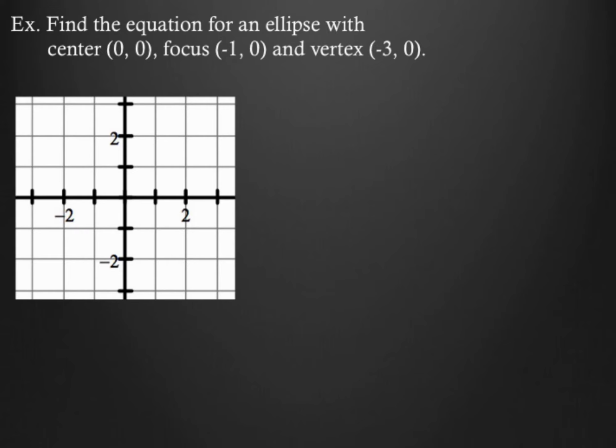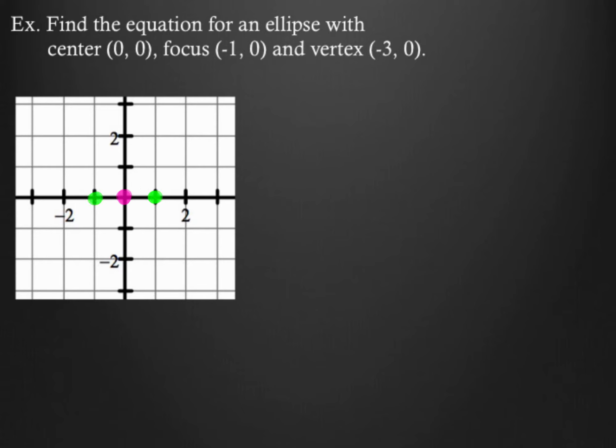Alright, so here we go with this example where it says find the equation of an ellipse with center (0, 0), focus (-1, 0), and vertex (-3, 0). So what I do first is I start plotting stuff. So my center is right here, so that's cool. Now my focus is at (-1, 0). So I'm going to go -1 right there, (-1, 0). Now remember, the center is halfway in between my foci. So if I have one on the left side of the center, then my other focus is going to be on the right side. So there's both of my foci right there.